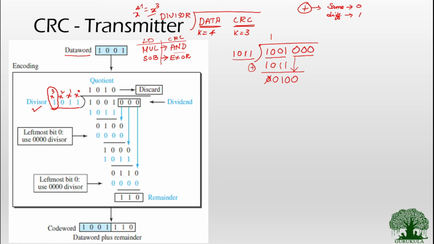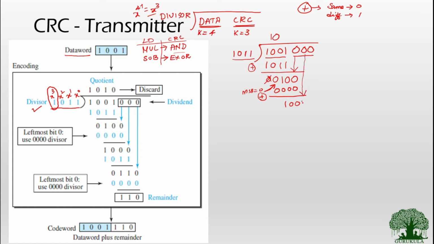If I bring down this 0, that gives 0 1 0 0. Now I encounter 0 in the most significant bit. So if MSB is equal to 0, then what I have to do is add a 0 to the quotient, and then perform the AND operation. 0 ANDed with any bit gives all zeros. So I get all zeros over here. Then again I perform the XOR operation, and I get 1 0 0, and then again I can bring down this particular 0.